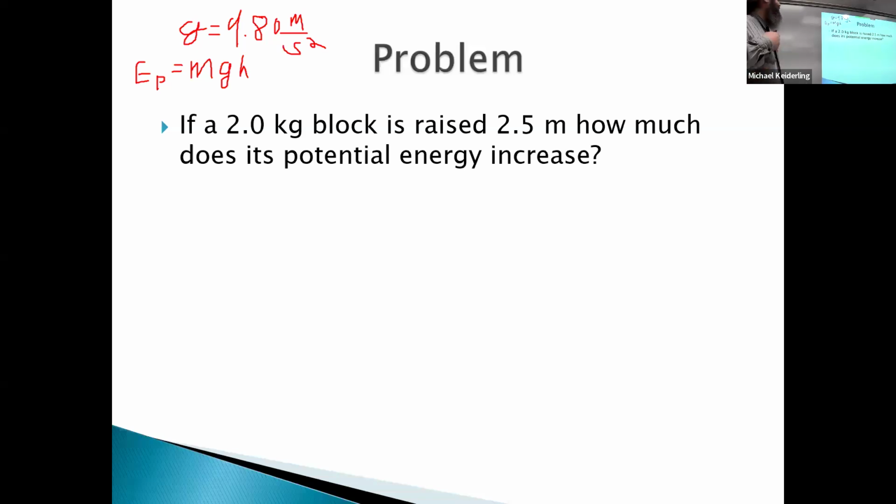So here, if we have a 2-kilogram block that is raised a distance of 2.5 meters, how much will its potential energy increase? Remember, potential energy is mgh. g is 9.8 meters per second squared. We have a 2-kilogram block raised 2.5 meters.